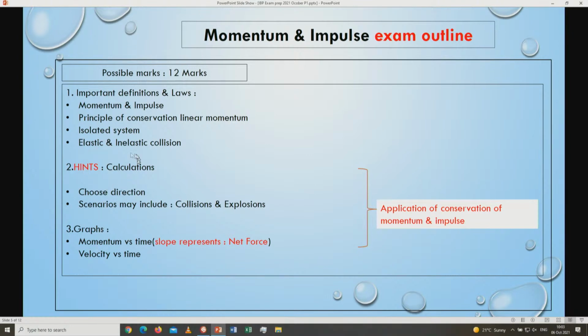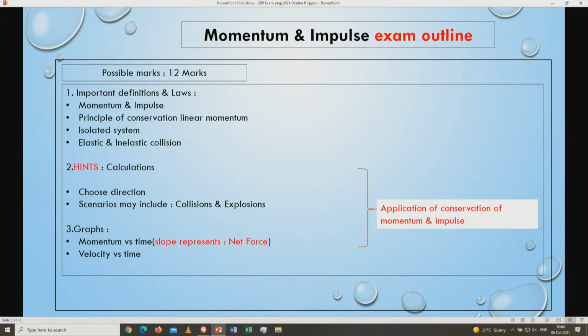For the calculations, the scenarios may include collisions and explosions. The one we're busy with now was focused more on collisions. Remember, you must also be able to perform the calculations for explosions. The principle is still the same. The only idea is that the initial momentum before the explosion will be 0, and then everything else will follow thereof.